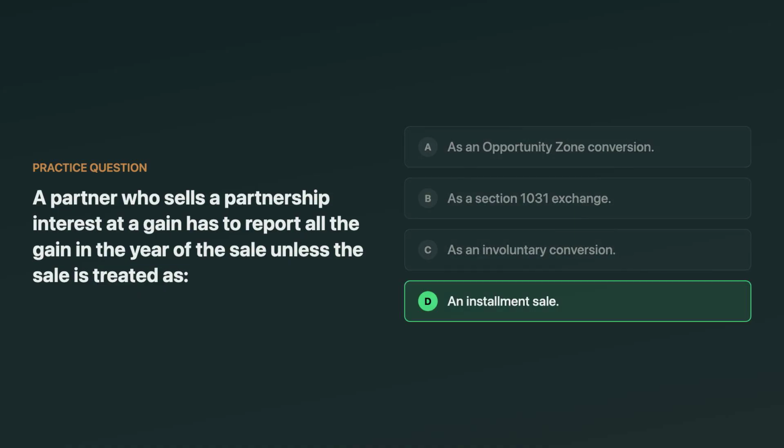The answer is an installment sale. A partnership interest sale can qualify for installment reporting, so gain is recognized as payments are received. A tempting wrong answer is Section 1031 because it defers gain, but partnership interests are specifically excluded from like-kind exchange treatment. Also remember, any Section 751 hot asset portion is ordinary and can limit installment benefits.